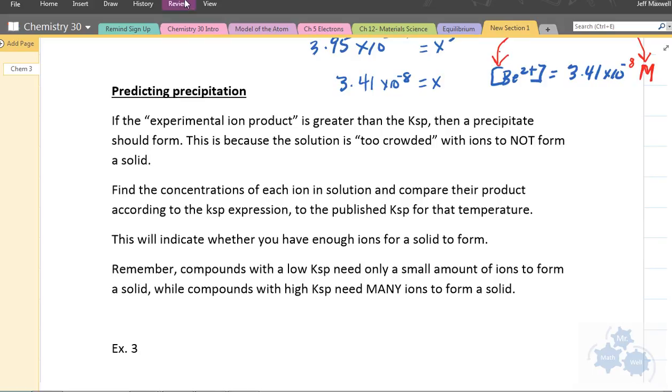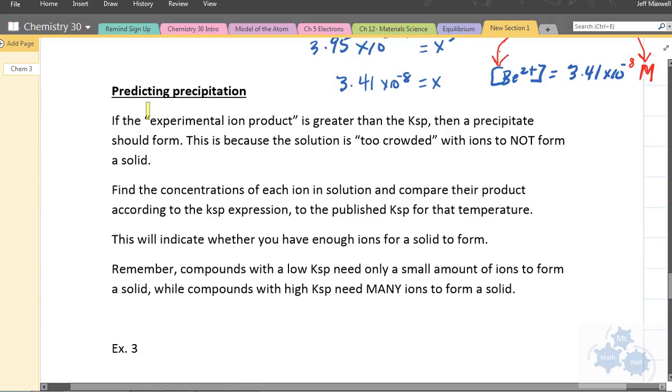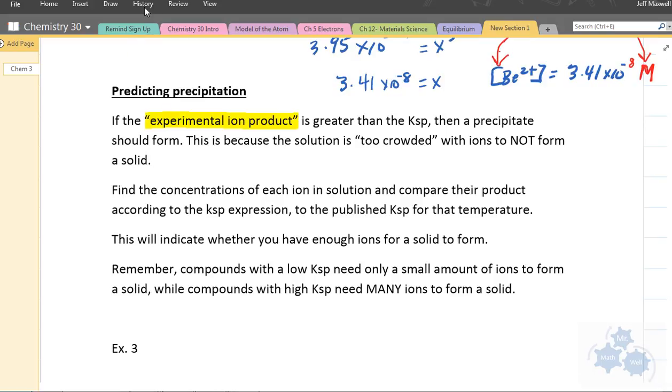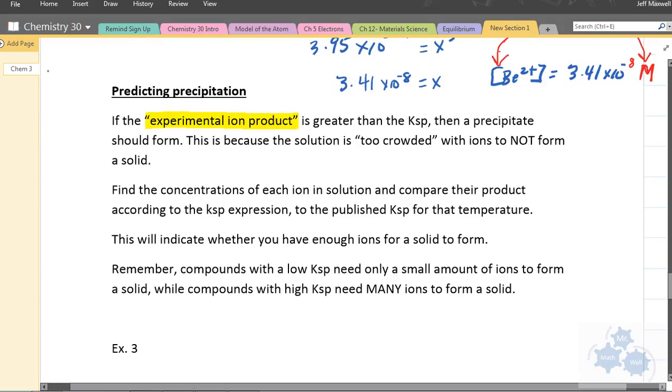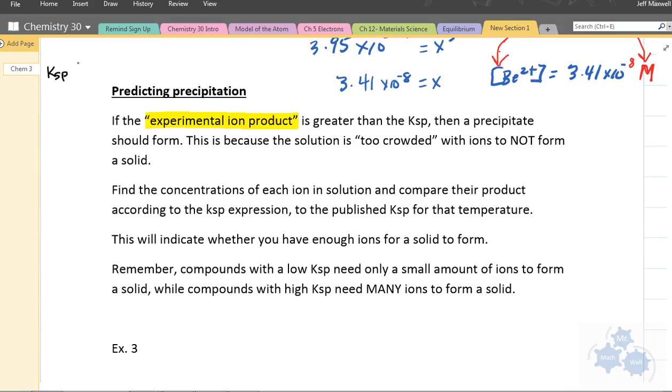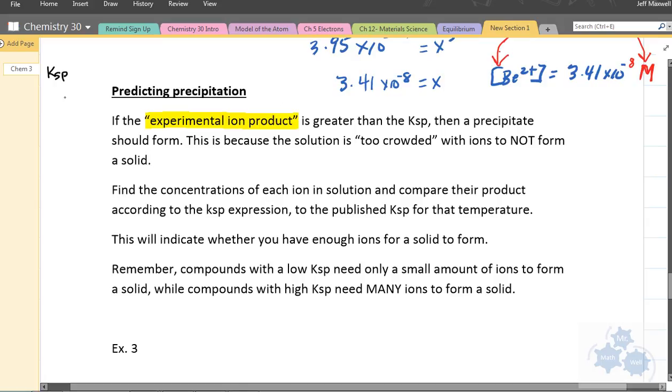All right, so I'm going to introduce something I don't think I've talked about before, the experimental ion product. Now, what is the experimental ion product? Let me explain this a little bit. You know about Ksp, right? That's the solubility product constant, and that's sort of the maximum concentration product that can happen in a saturated solution before a precipitate will start to form. Sort of the maximum amount. The experimental ion product is basically the Ksp expression.